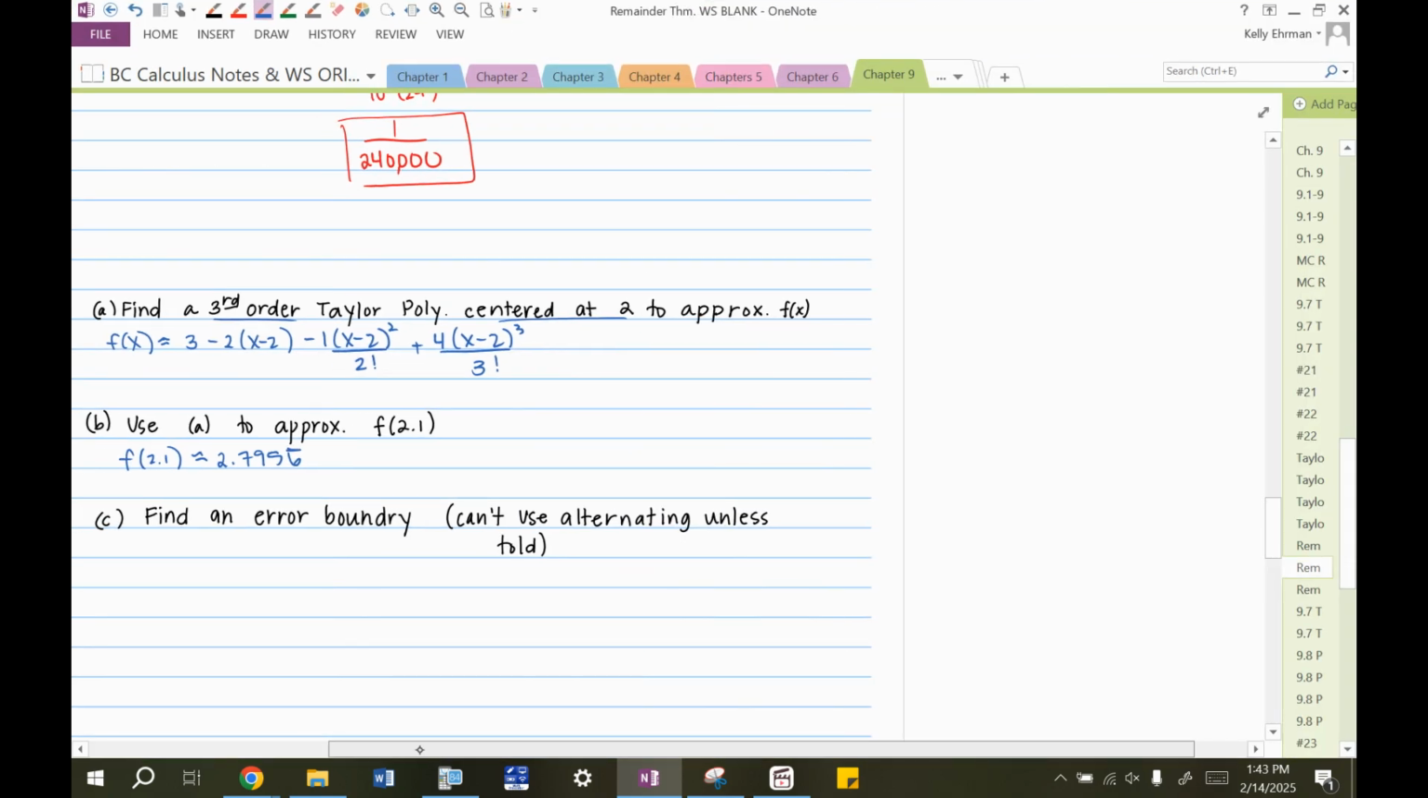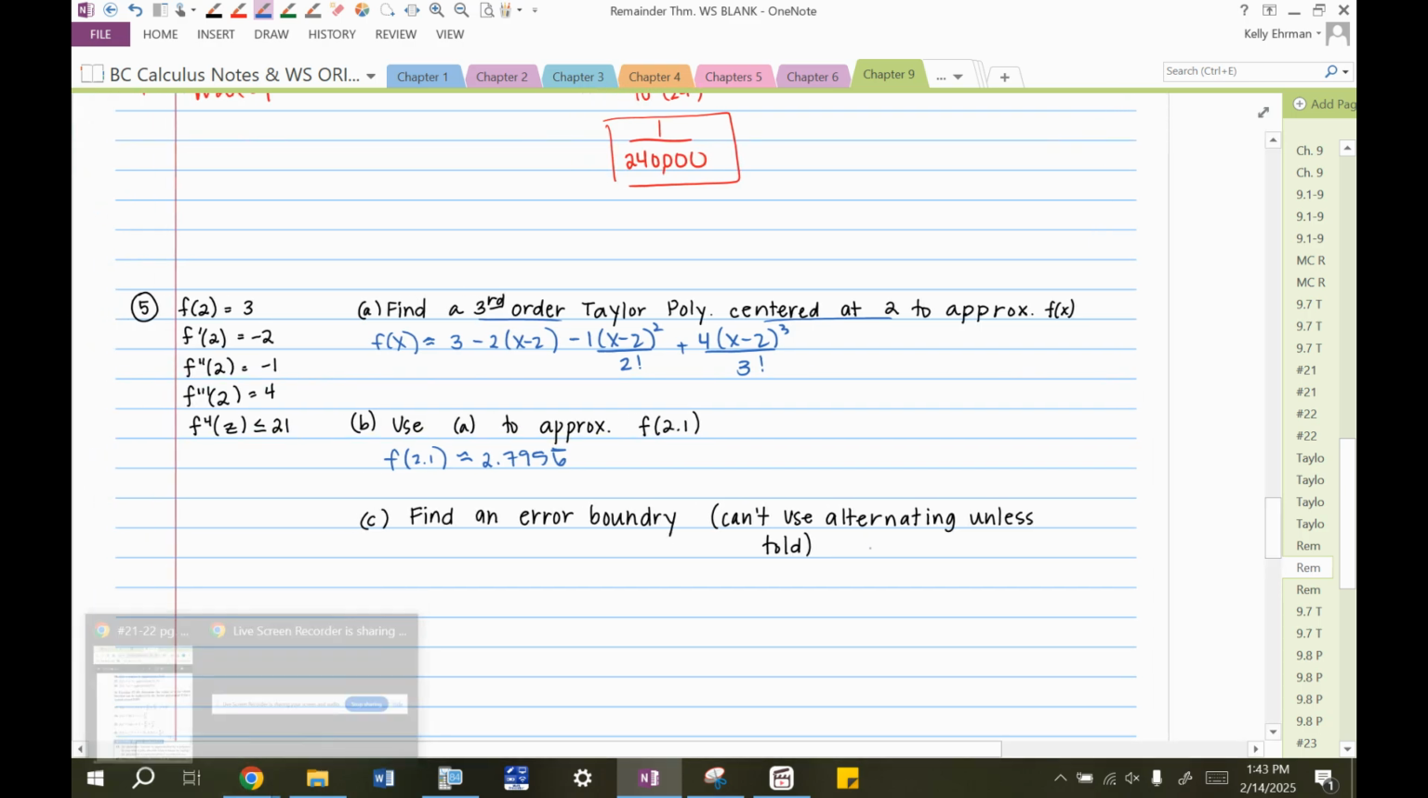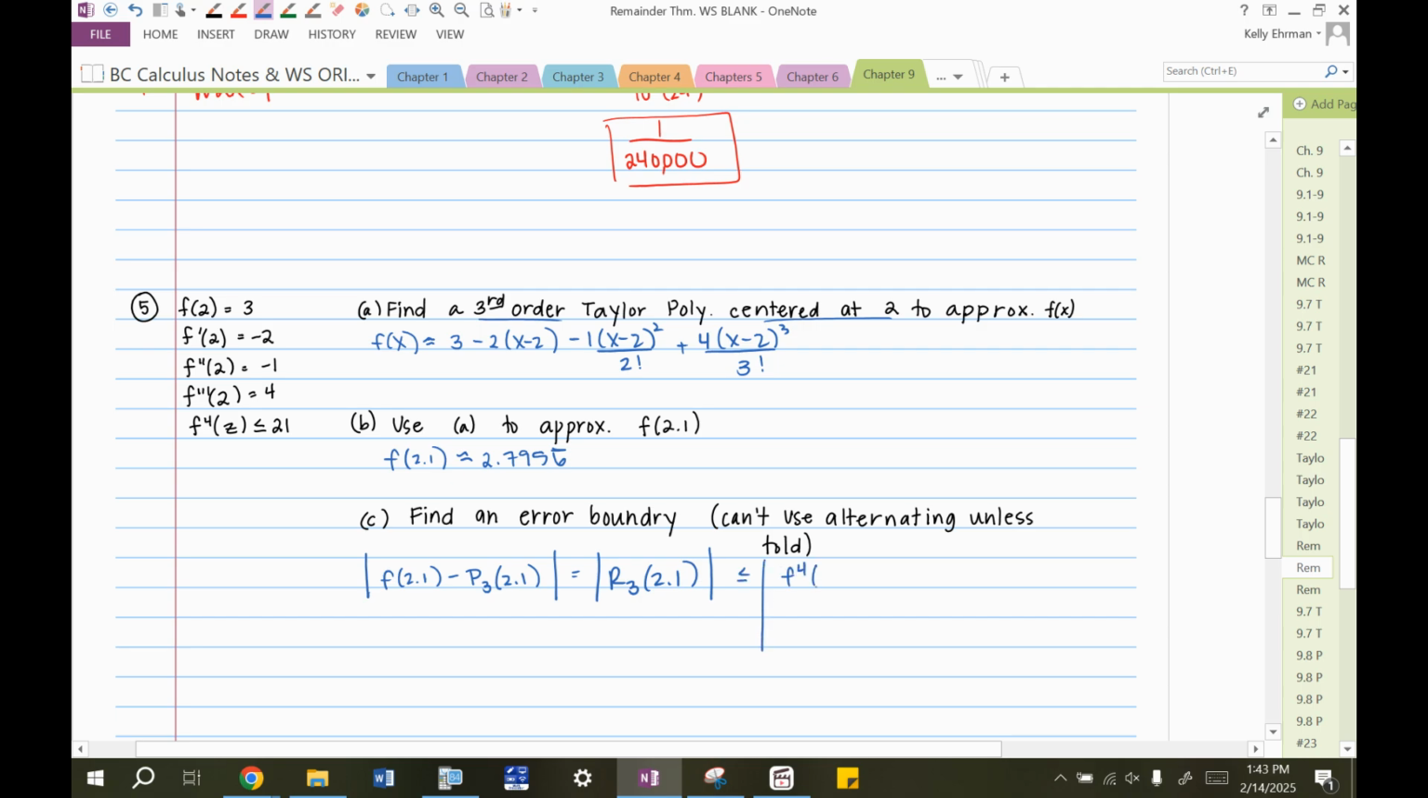Find an error boundary. Can't use alternating unless told. Okay, they didn't tell me to use alternating, so I'll use Lagrange. So we're looking for what's the difference between actual f of 2.1 and this third order Taylor polynomial approximation. That's the remainder of a third order evaluated at 2.1. That's less than or equal to the fourth derivative at z, max value of that, times 2.1 minus 2 to the fourth power over 4 factorial.